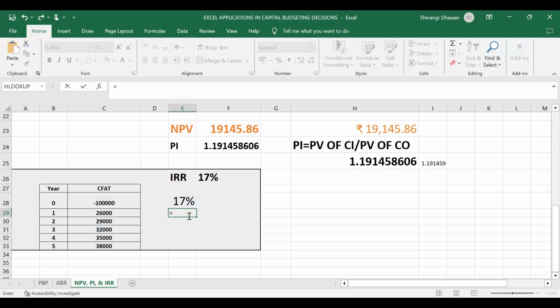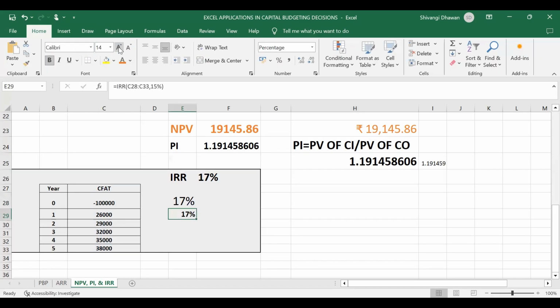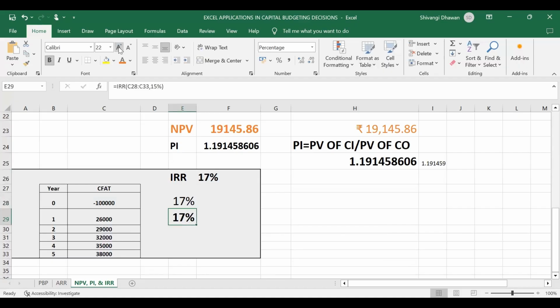Here, if you see the function closely, IRR has values and also a guess. Because IRR is based on a trial and error method, even if I take, for example, 15% as a guess here, it will give me the same answer, that is 17%. So my IRR is 17%. That is the rate where my NPV is 0, or my present value of cash inflows is equal to my present value of cash outflows.